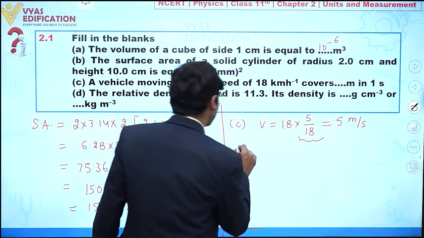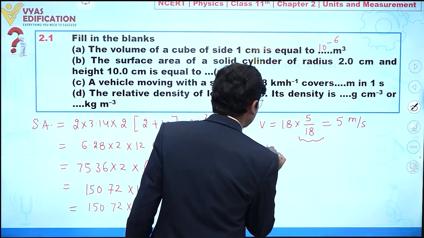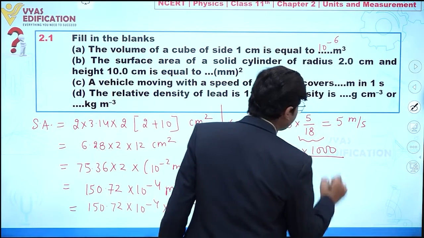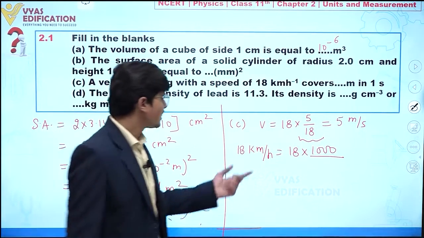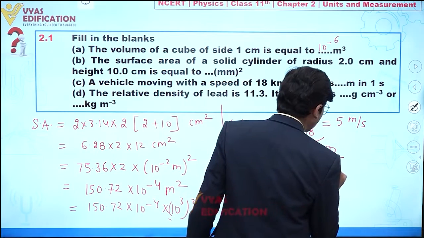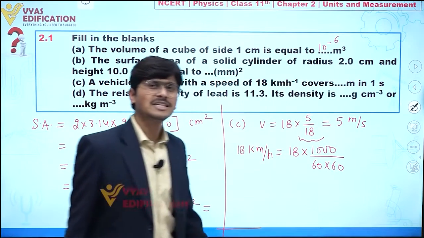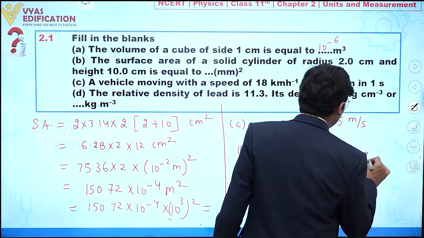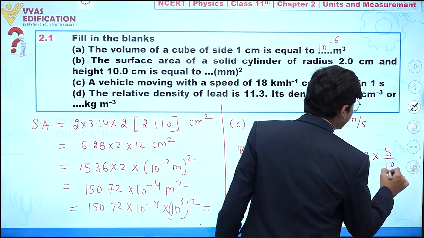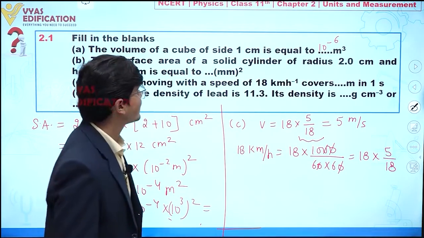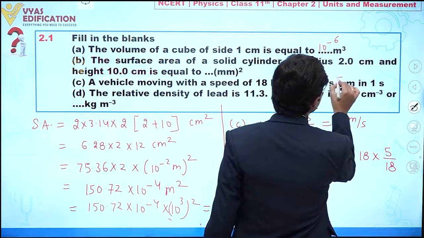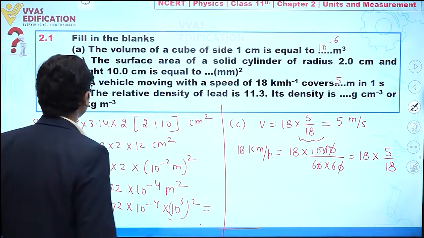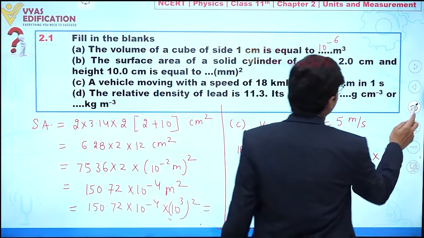Or you can say, sir, how are you multiplying this one? So directly you can say it is given here 18 km per hour. First, we can convert this kilometer into meter. We have to multiply it with 1000. And we can convert this hour into second if we multiply it with 60 into 60. So if you solve it, you will find here this is equal to 18 multiply 5 by 18. So from here we can say that the vehicle is covering distance 5 meter in 1 second. Clear? So now we are going to discuss part number D.